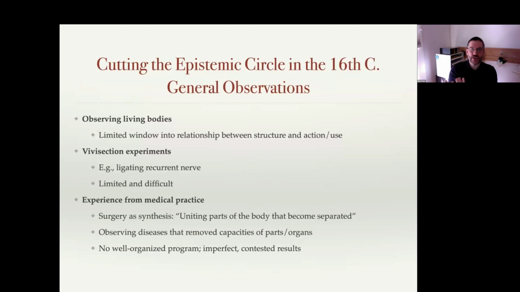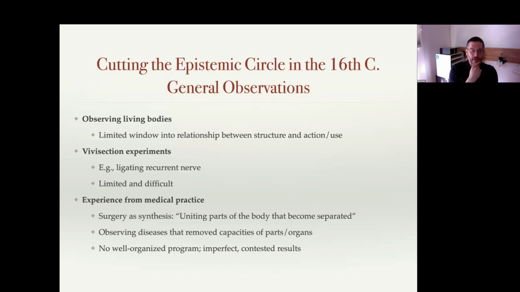Ways to cut this circle in general. Well, you have really careful observation of living bodies, but that window is limited, especially the relationship between structure and action and use. You have perhaps vivisection experiments, ligating the recurrent nerve, taking away the power of the nerve to cause the vivisected animal, usually a dog, to have a voice, and then removing that ligation, then the voice returning. That can be seen as a sort of analysis and synthesis. But these kinds of experiments were limited, they were difficult, and were always found in Galen. So there weren't really that many new vivisection experiments in the 16th century.